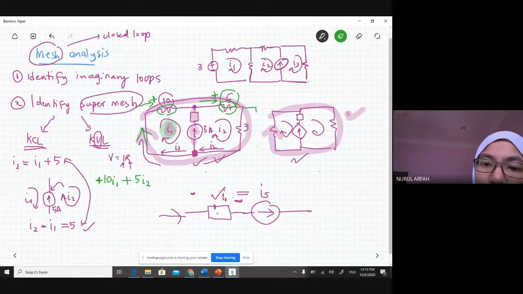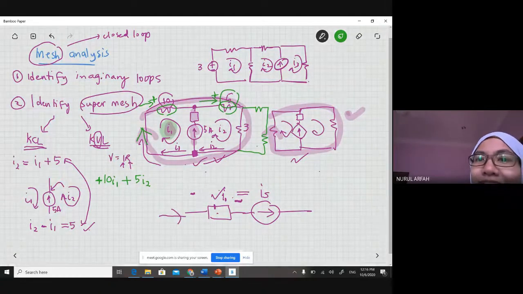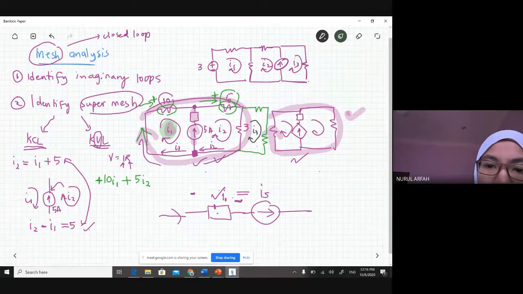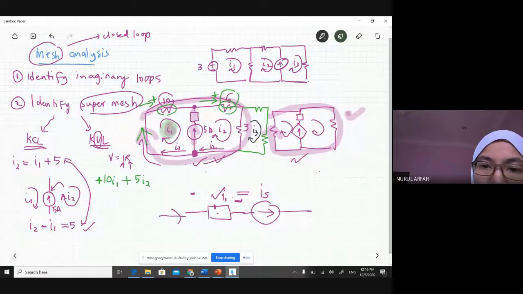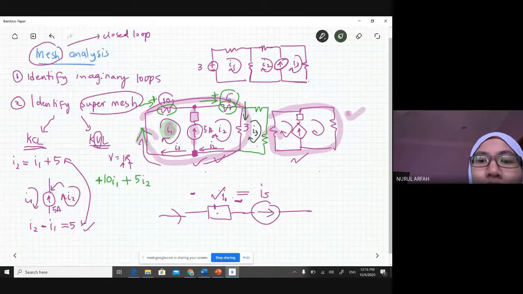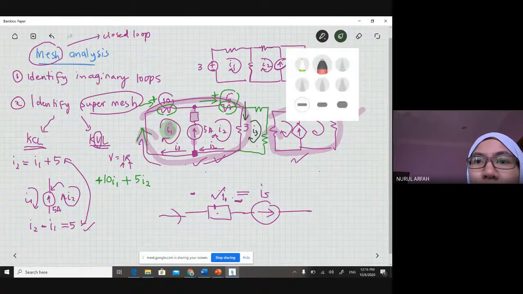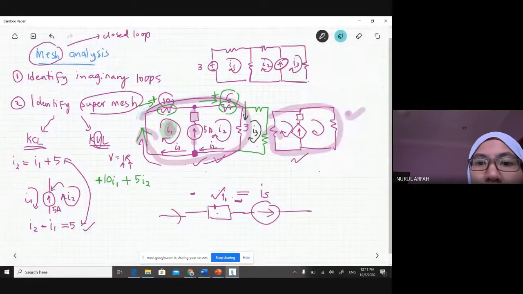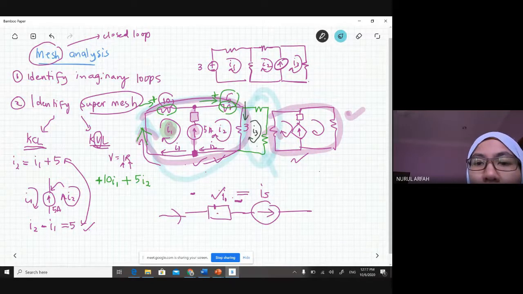I put another loop here so that I confuse you guys. And this is I3. Then the current is flowing through here, 3 ohms. By the way, is this outside boundary still the same as the one we have for the super mesh? If you include another loop here, same, right?